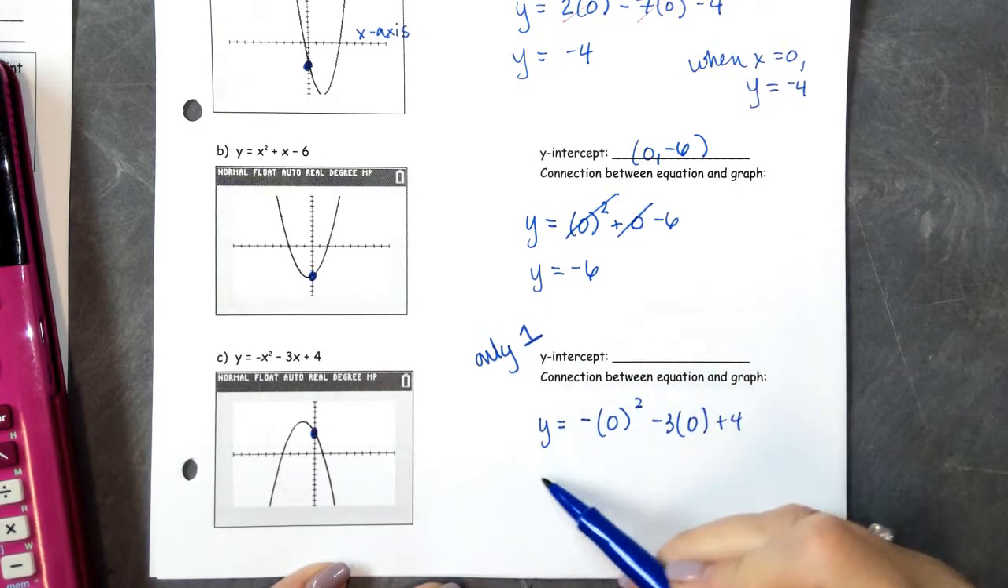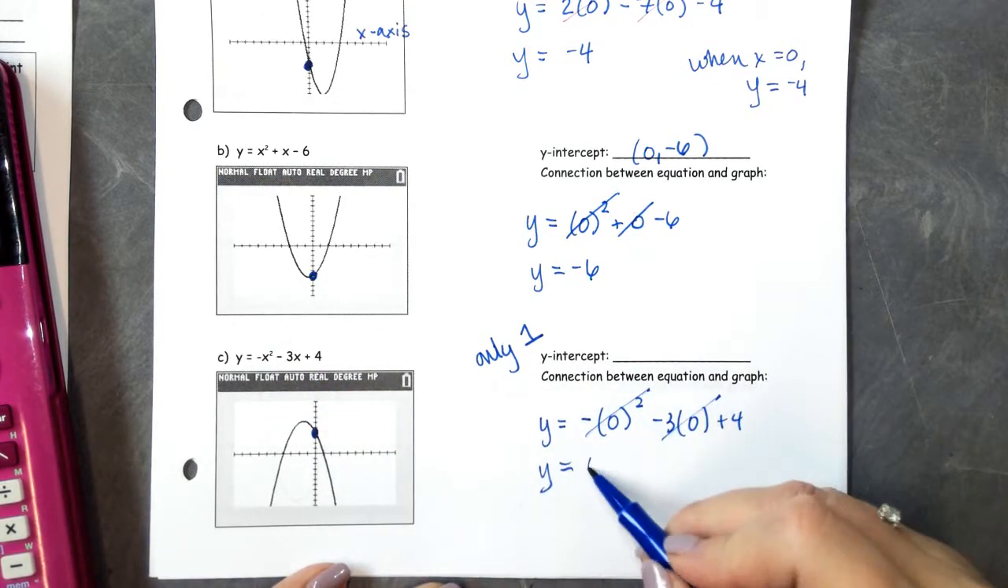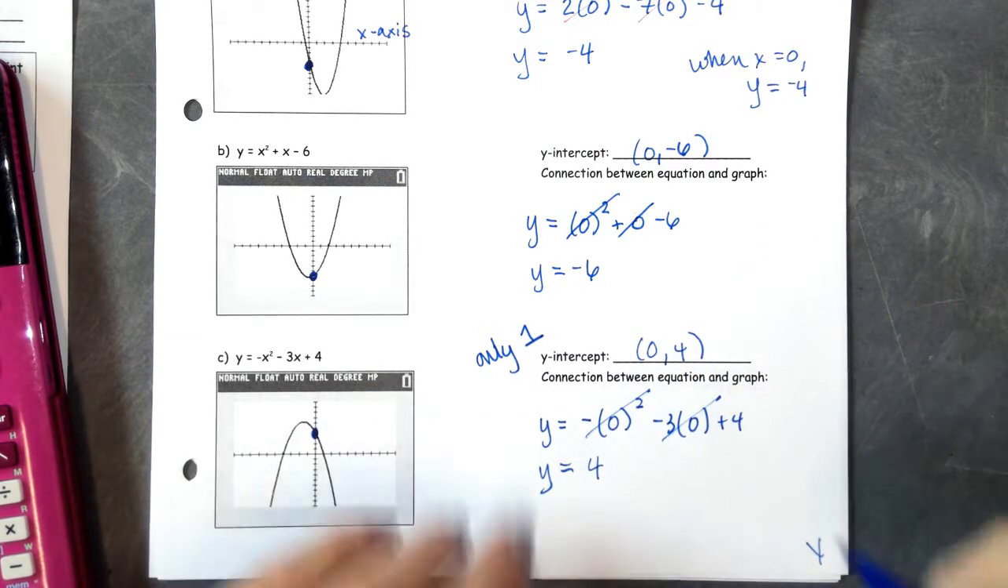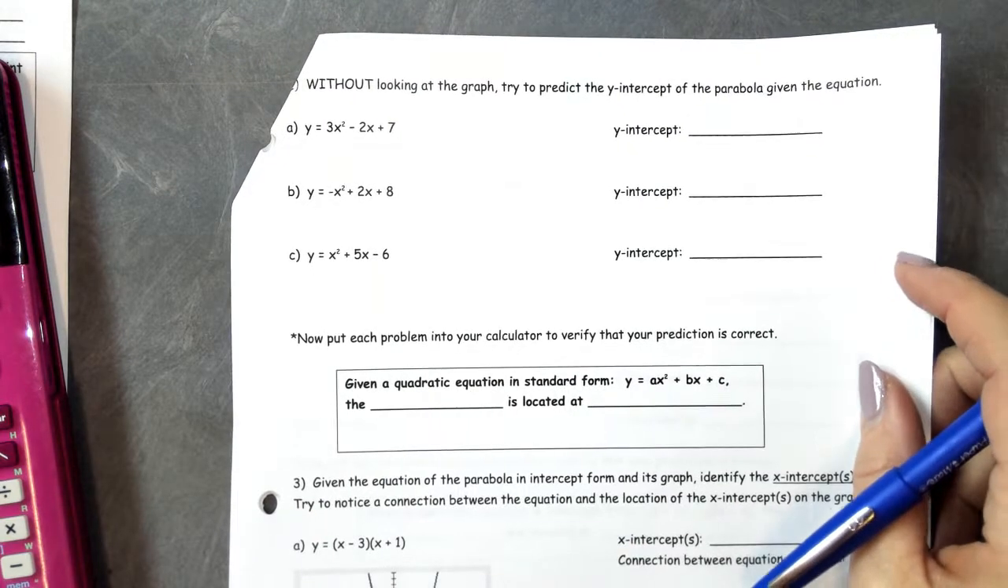But hopefully you see that connection right away. Goes away, and I'm left with 4. On the graph, 0, 4. So I really hit graphing kind of hard this semester. So hopefully you're seeing that connection with your graphing calculator that we're doing algebraically.